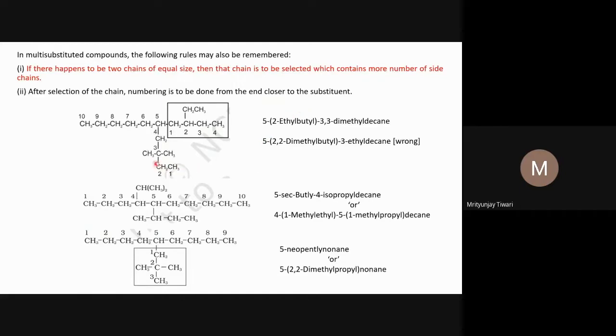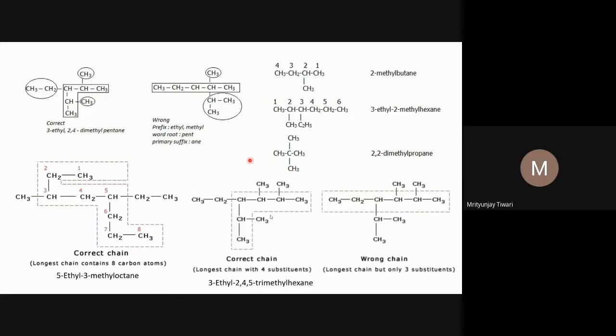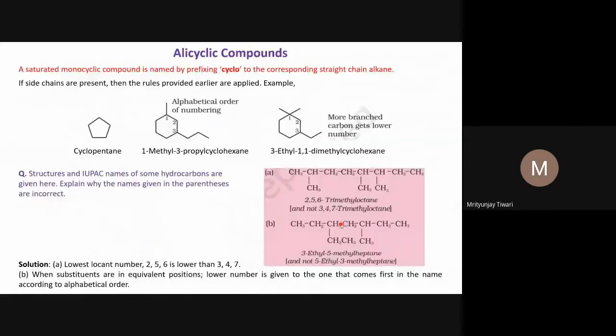So this we will choose as the parent chain because it contains three substituents, one, one, two, and one is here at the fifth position. And these examples we have already seen. This example we have also seen, but I'll just briefly mention this.